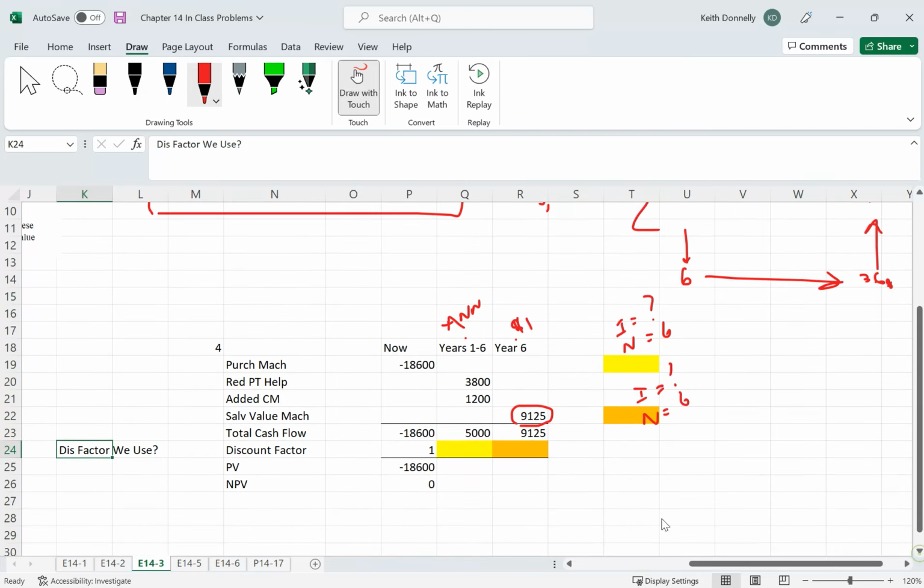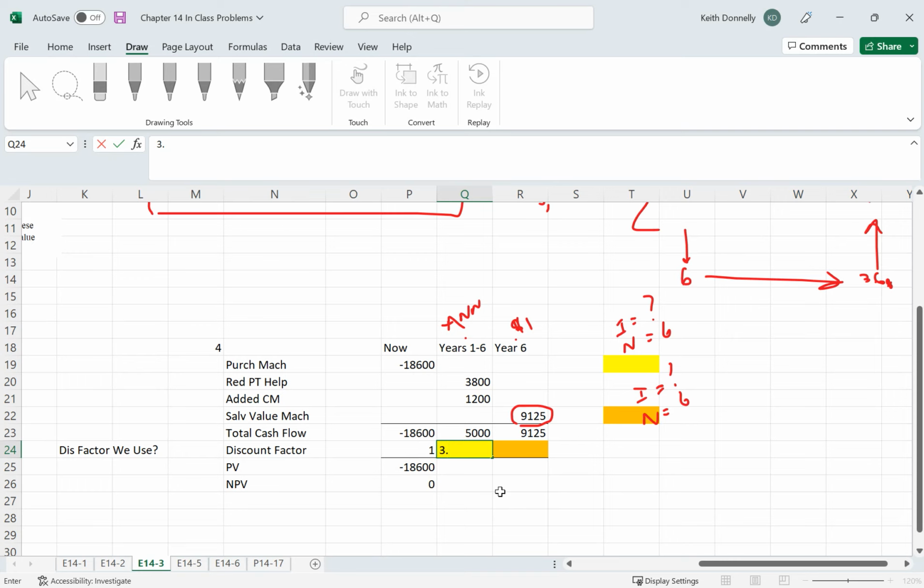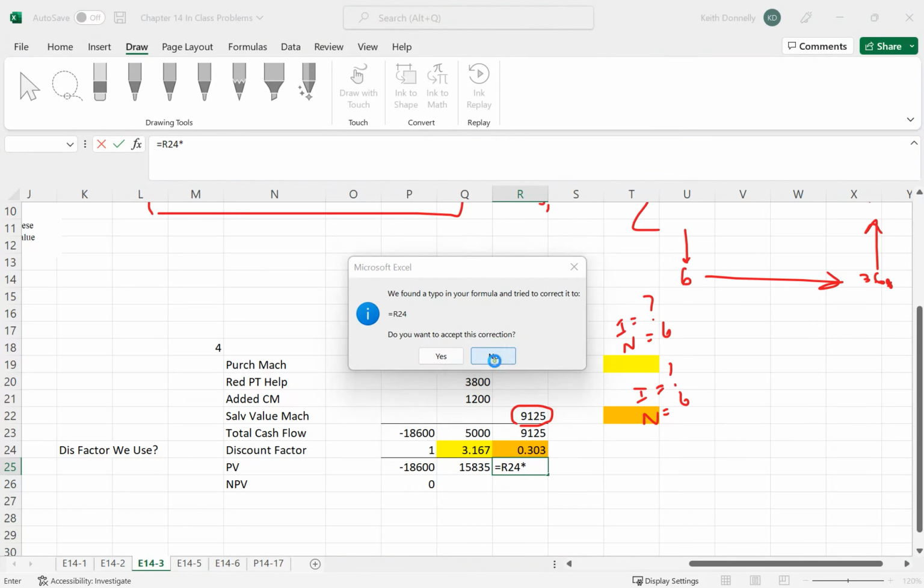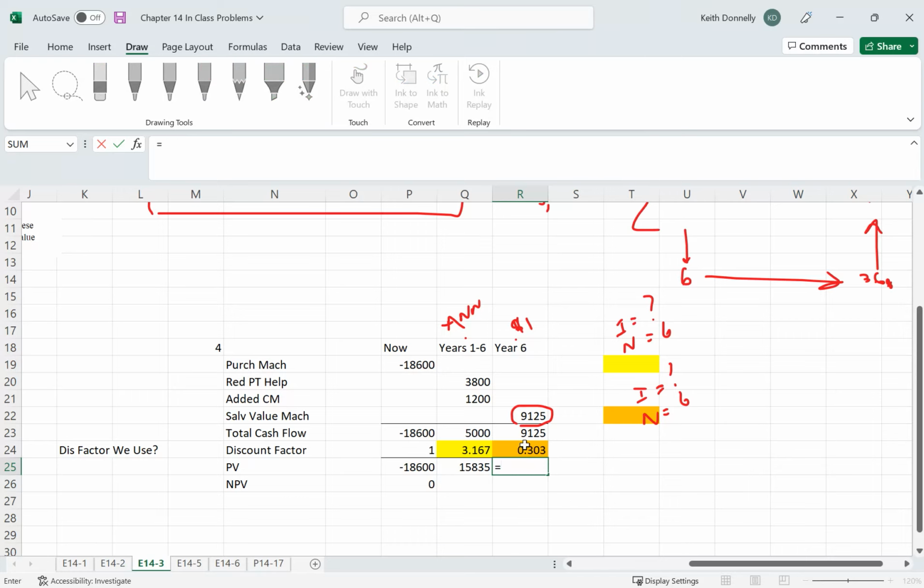So what you would do is fiddle with it. Ultimately, when you take the 18.6 plus these two, they have to come to 0. There'd be trial and error with 3.167 and 0.303. Then we would multiply it down, 15,835, and let's just round this up to 2,765 there. So that gets you to 0.